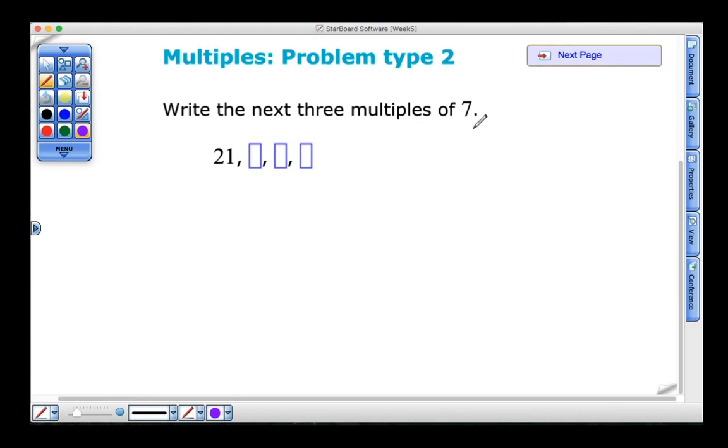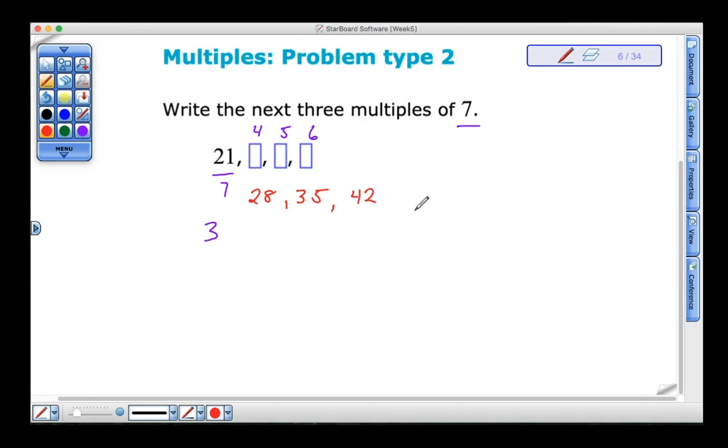All right, so next example. Write the next three multiples of 7. So we have 7, 21 divided by 7 gives me an answer of 3. So I'm multiplying the next one by 4, by 5, and by 6. And when I do that, 7 times 4, I get an answer of 28. 7 times 5, I get an answer of 35. And 7 times 6, I get an answer of 42. So 28, 35, and 42.